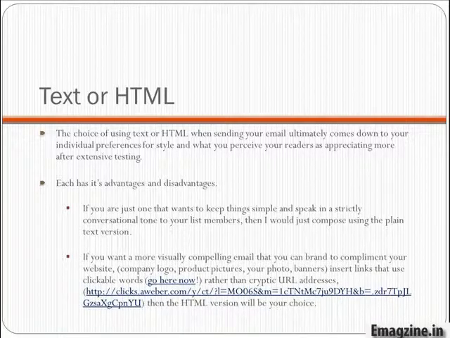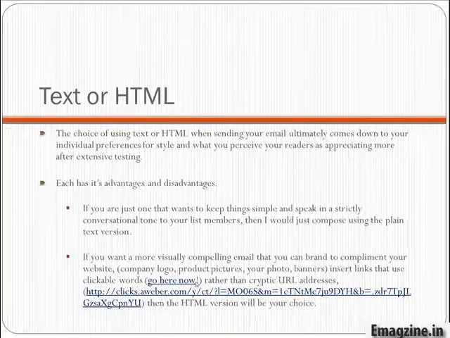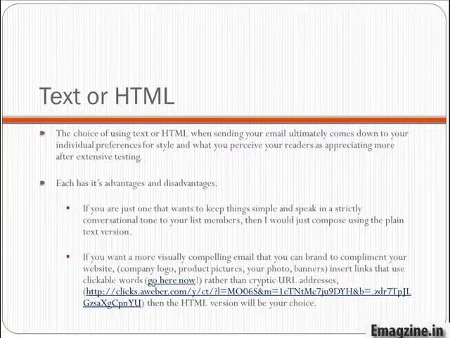Now, if you want a more visually compelling email that you can brand to complement your websites, as far as company logos, maybe product pictures, your photos, maybe banners in there, you can insert links that use clickable words, like you've seen in your emails before, where it says "go here now". That's a link that we can click on, but it's not like the cryptic URL addresses that you see a lot of times, like this big long link right here. You could shorten this down using the HTML, so it says "go to here."